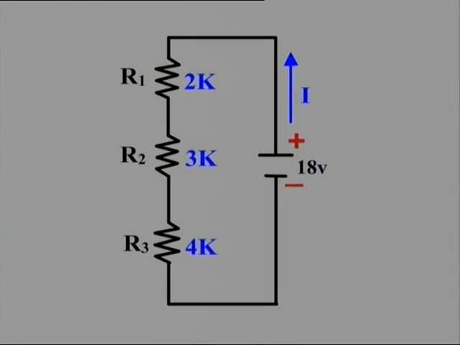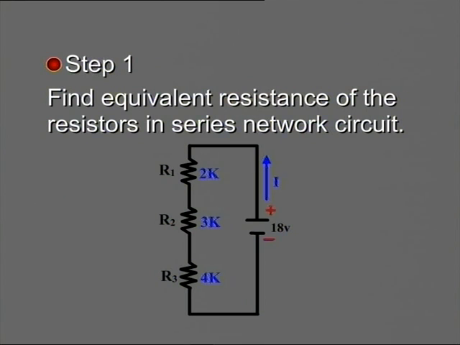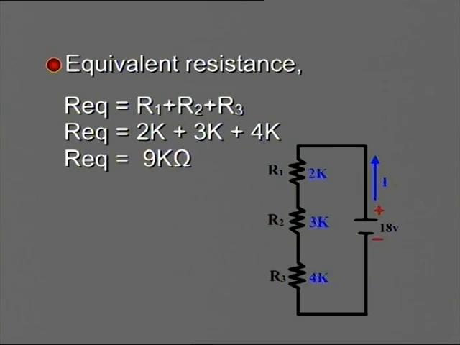Let us calculate the current in a series network circuit. Consider a circuit containing a battery of 18 volt connected across a series combination of 3 resistors R1, R2 and R3. Step 1. Find the equivalent resistance. R equivalent is equal to R1 plus R2 plus R3. Therefore, R equivalent is equal to 2 kilo ohm plus 3 kilo ohm plus 4 kilo ohm, that is R equivalent is equal to 9 kilo ohm.